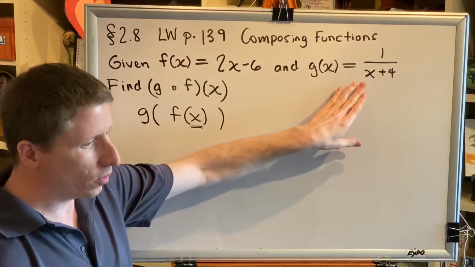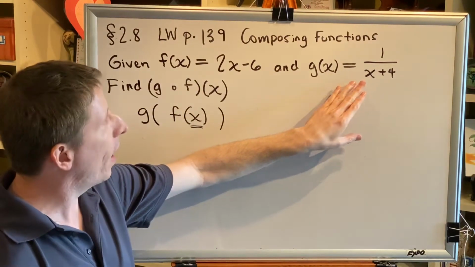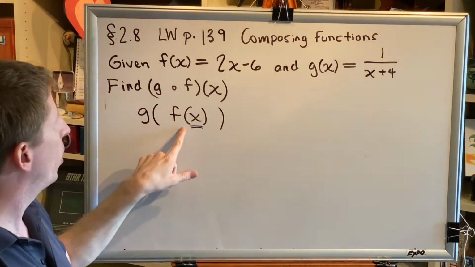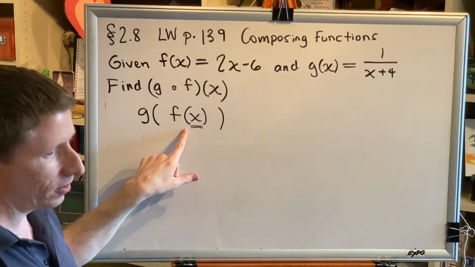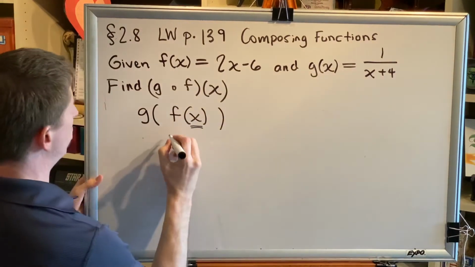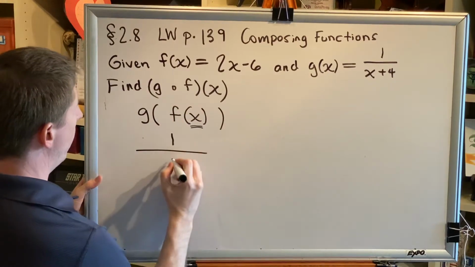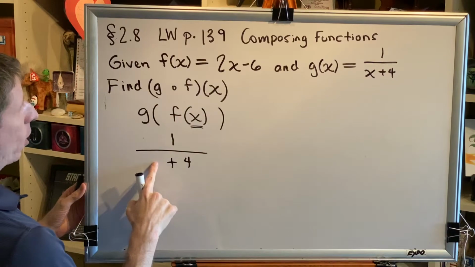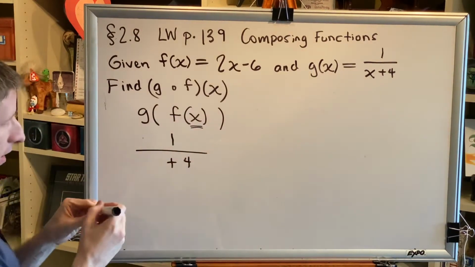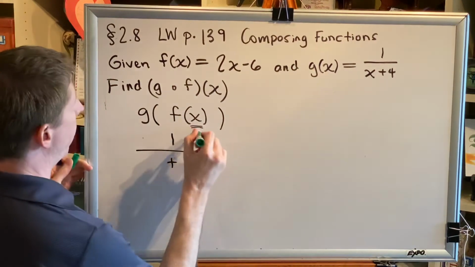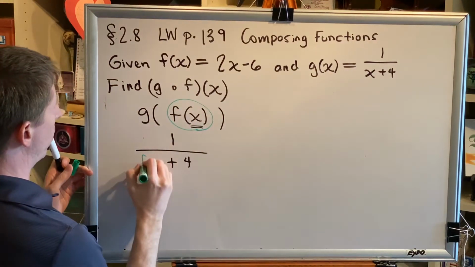So use function g, but everywhere you see an x in function g, you're going to put f of x instead. So let's write our function g, which is 1 over x plus 4. But instead of an x going here, we're going to have an f of x. This goes here.